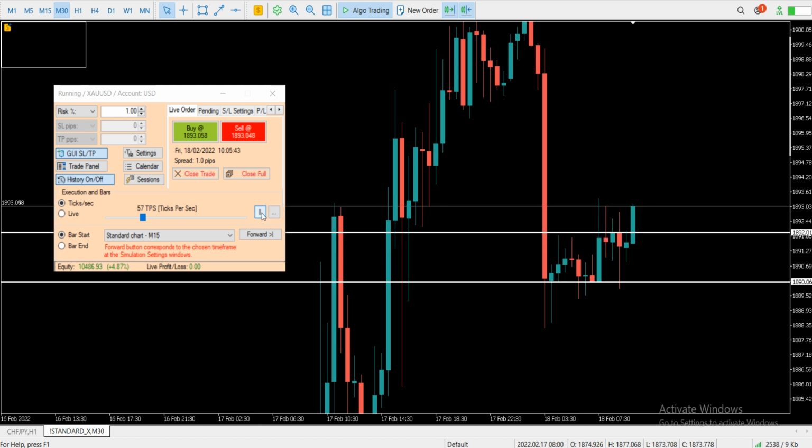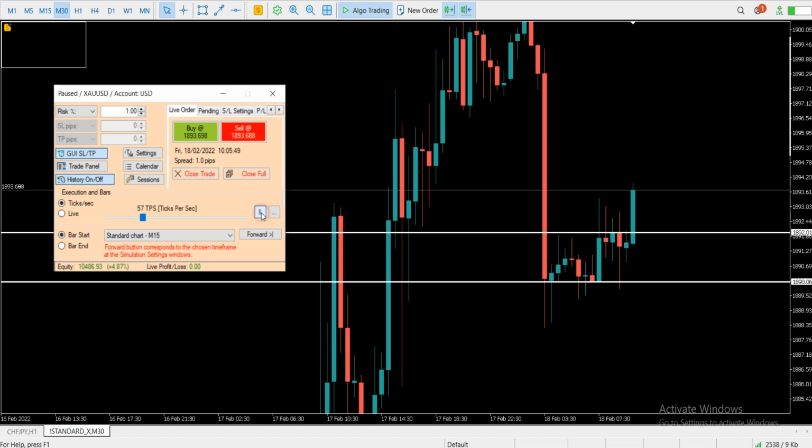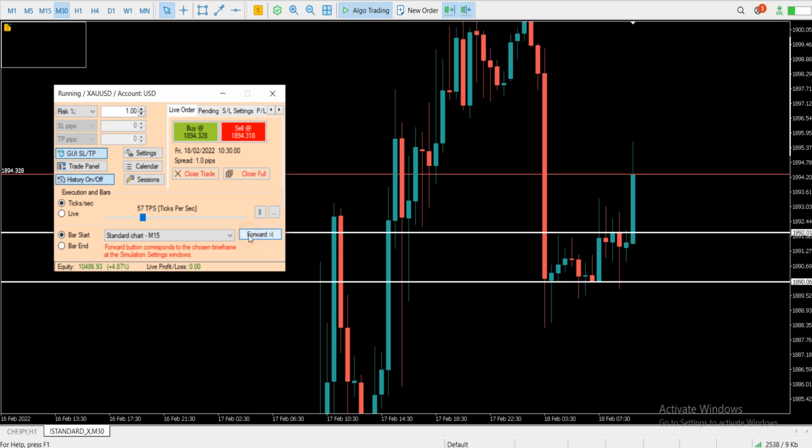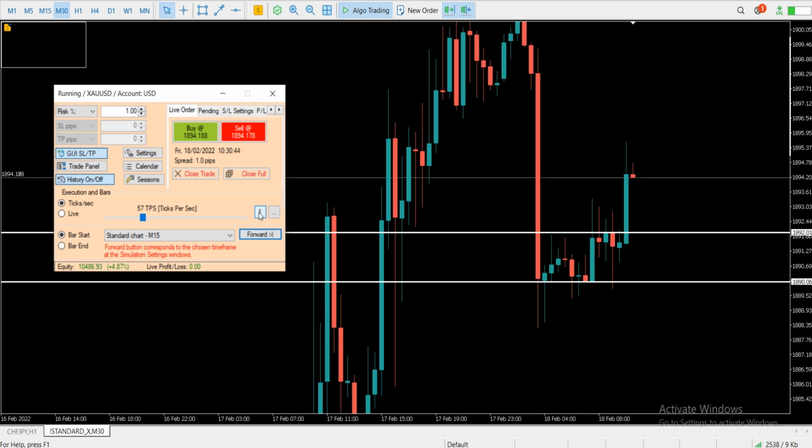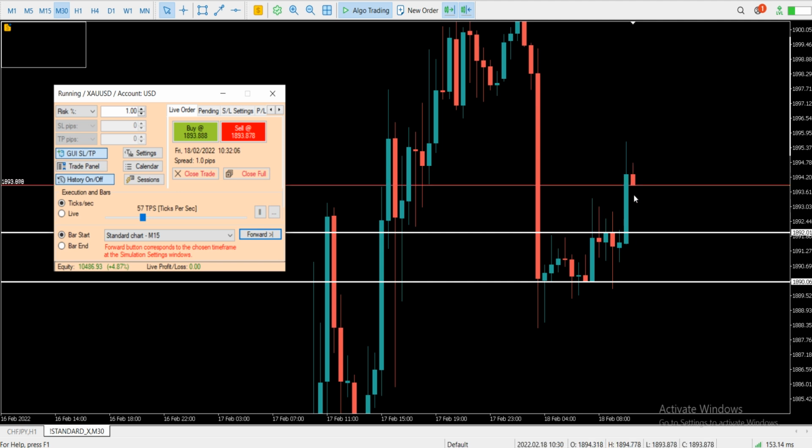And okay, if I miss it, I miss it. That's fine. Forward, and candle closed bullish. It closed far away from the resistance. Now I want to see some bearish candle or some retracement and then take a buy.